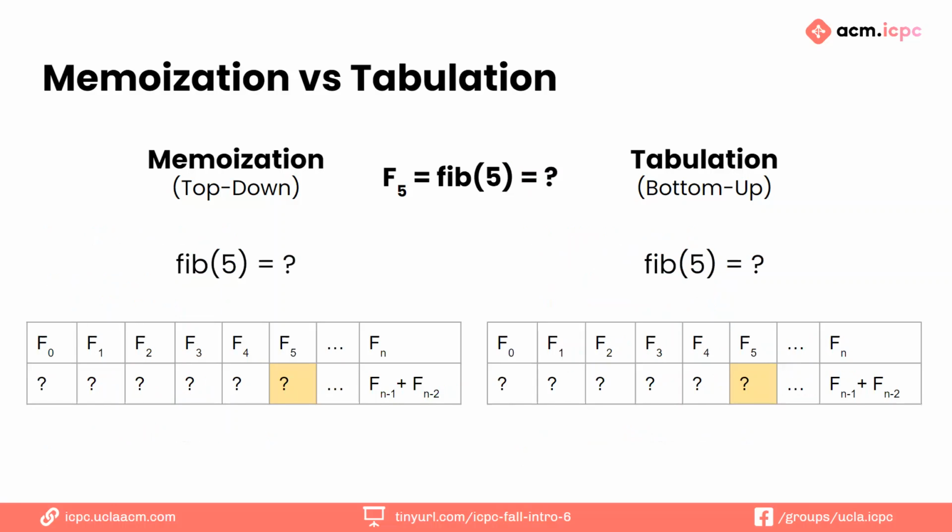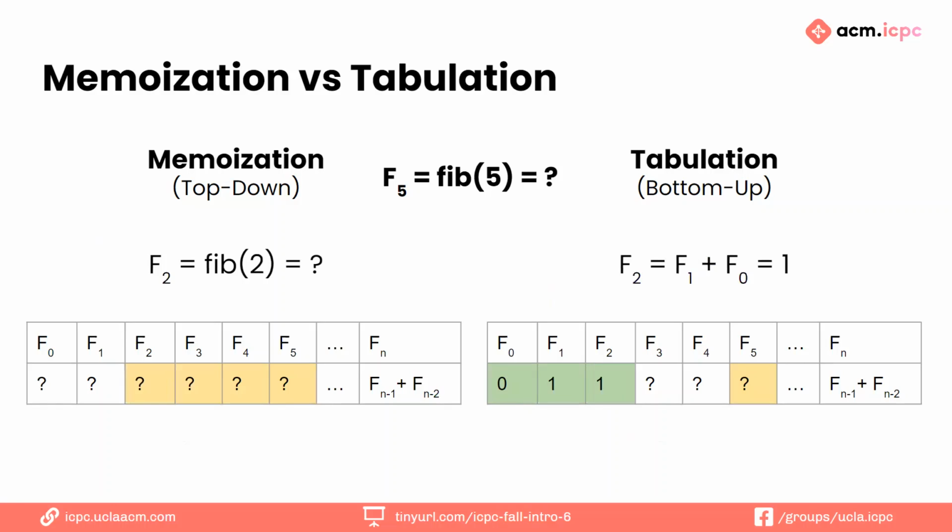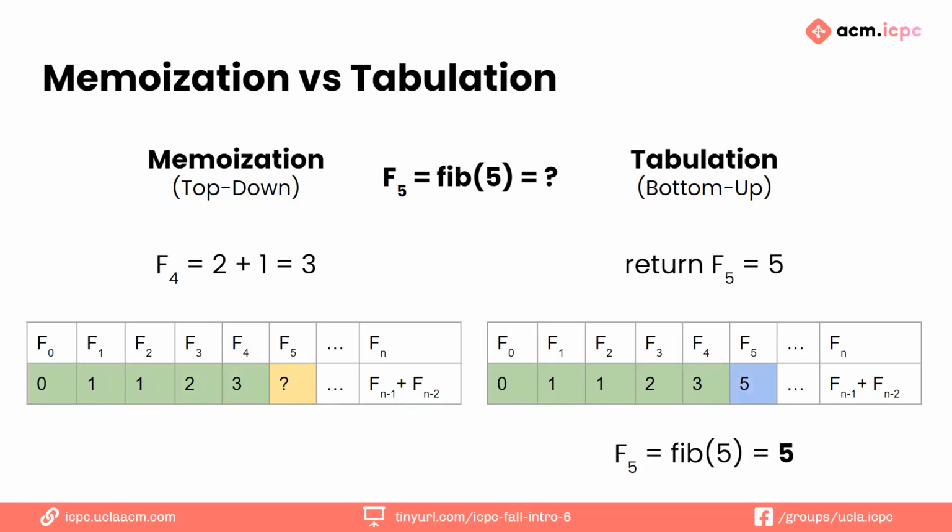So if you're calling fib of 5, for example, in order to find the 5th Fibonacci number, you're basically asking what is this position in the array? And with memoization, you would then work your way down. Calling fib of 5 would then call fib of 4, which would then call fib of 3, which would then call fib of 2. And then you'd get to your base cases 1 and 0 and work your way back up.